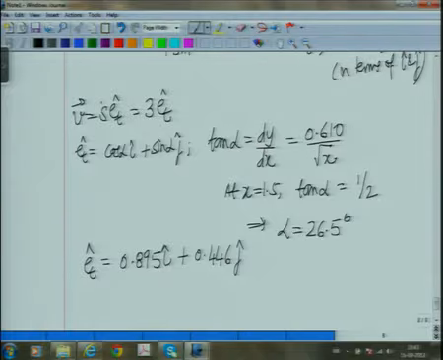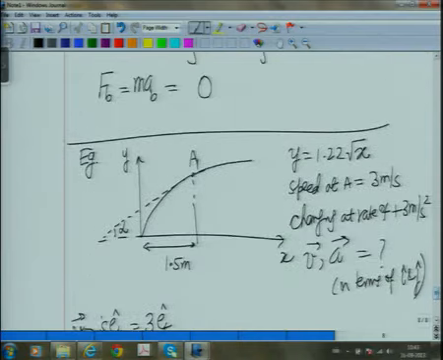No, because that probably will be specified to you. It's given that the particle is moving like this. So that is given to you. Okay. I should have specified that.